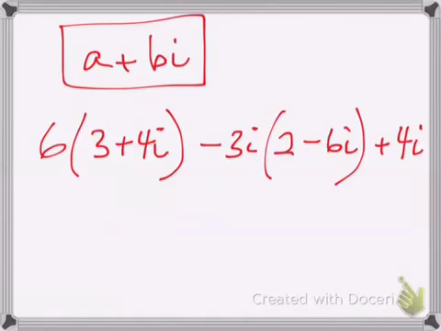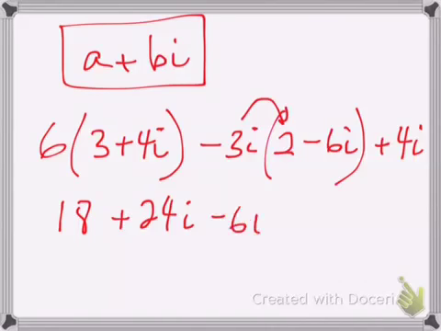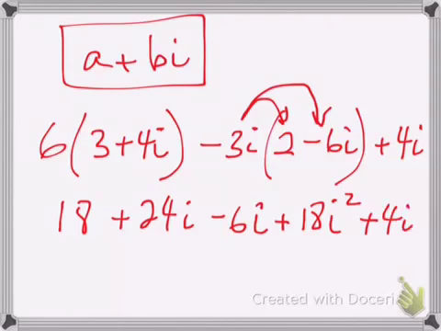6 times 3 is 18. 6 times 4 is 24i. Negative 3i times 2 is negative 6i. Keep in mind that this is negative 3i times negative 6i, which makes it positive 18i squared, plus 4i hanging out here on the end.